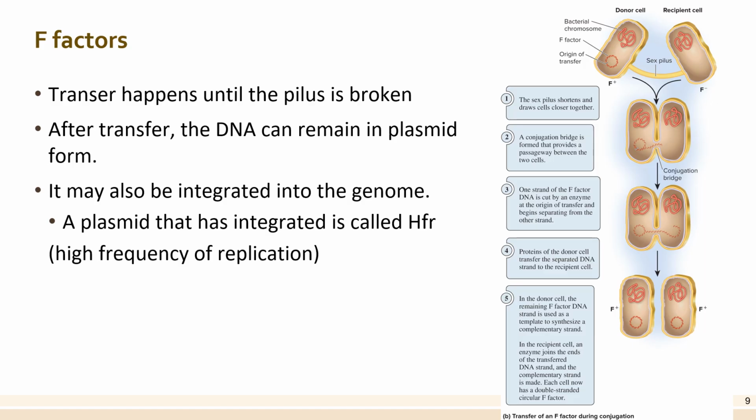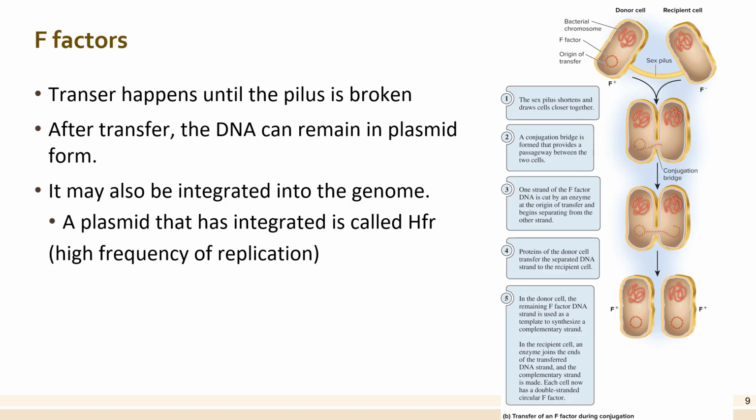If the gene that codes for the F factor is present and it is maintained in a plasmid, then the plasmid will continue to produce the pilus, or the genes on the plasmid will continue to produce the pilus.